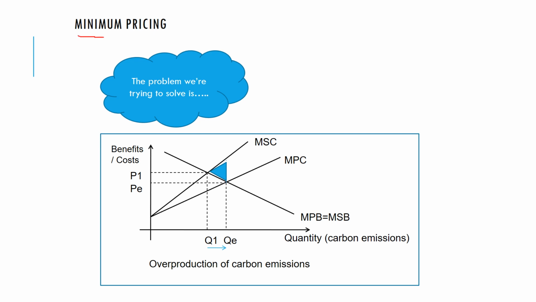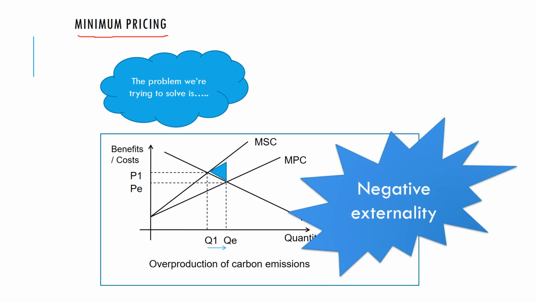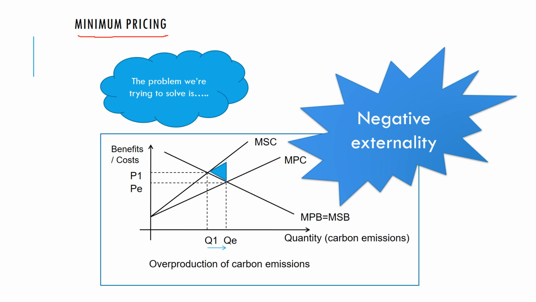Okay, so we're going to be talking about minimum pricing first of all, and this is a scheme that tries to solve a particular problem. And the problem we're trying to solve here is the problem of negative externalities. So what we can see here in the diagram, when we look at our negative externality diagram, is that effectively the price at which the free market equilibrium is operating is too low. And from society's perspective, what we would like is a higher price, and that would reduce the level of consumption.